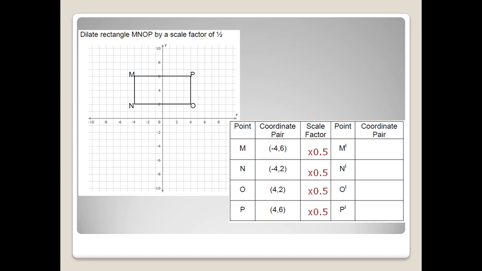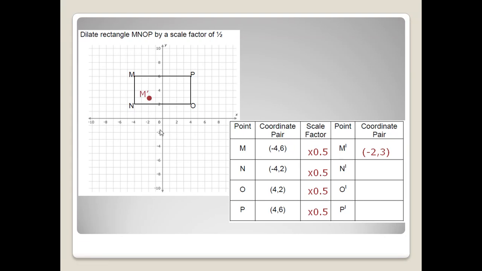We're going to look at M, which is -4, 6. We multiply -4 by 1/2, and that gets us -2. And 6 times 1/2 is 3. So our new point is -2, 3. Let's go over here. We look at our x-axis, go over -2 and up 3, and there's our new M.